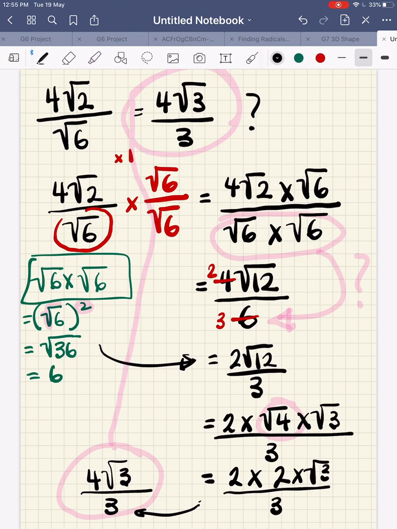And of course, you can use your calculator, all right? You know how to do this. But can you see? I now have a rational number.